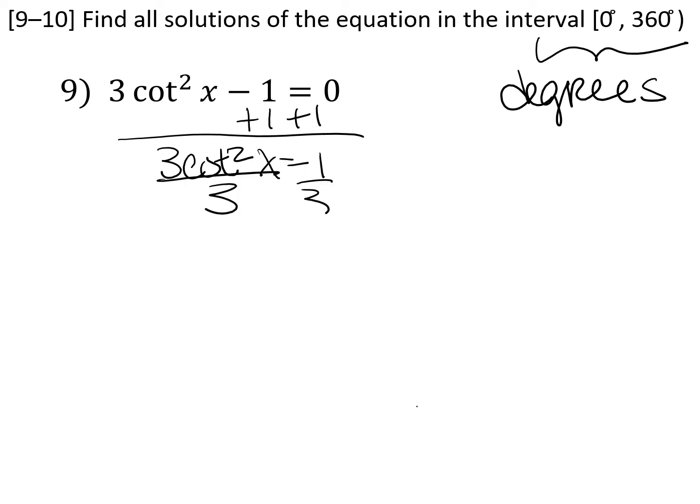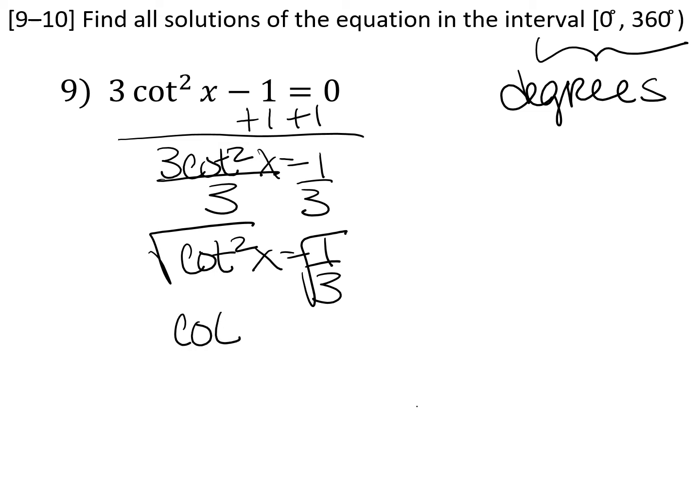And divide by 3. To get rid of the square, we square root. But don't forget, when you square root, you get your plus and minus. Square root of 1 is 1. Square root of 3 is root 3. Okay, so cotangent is positive in quadrants 1 and 3, negative in quadrants 2 and 4.